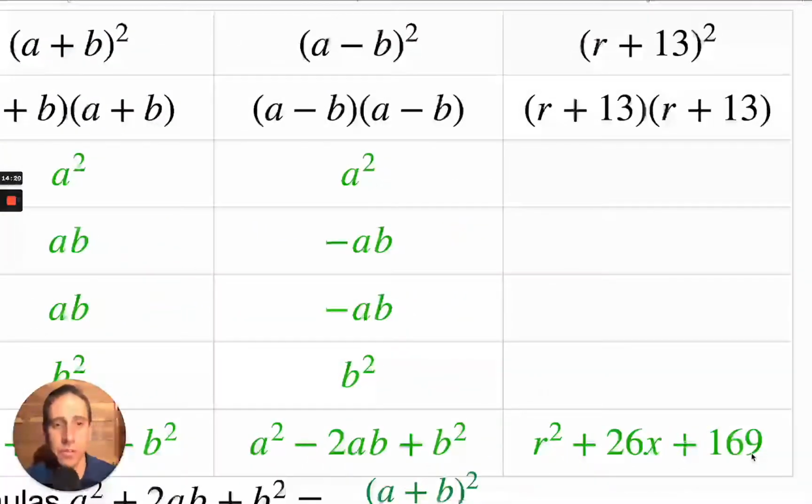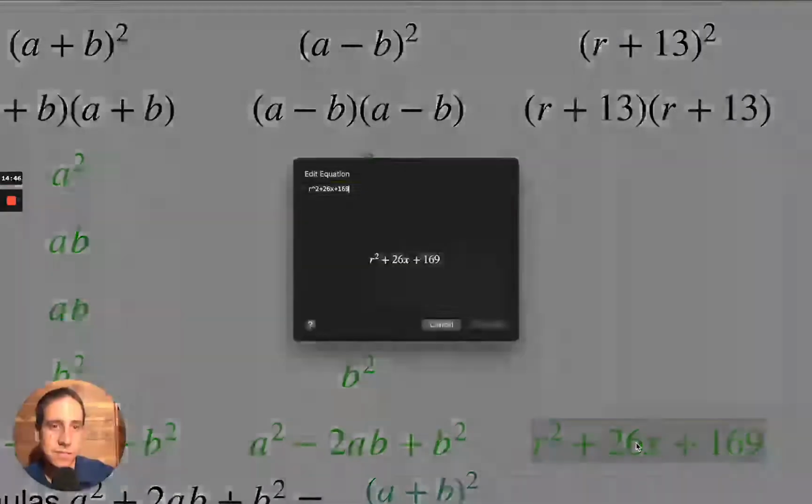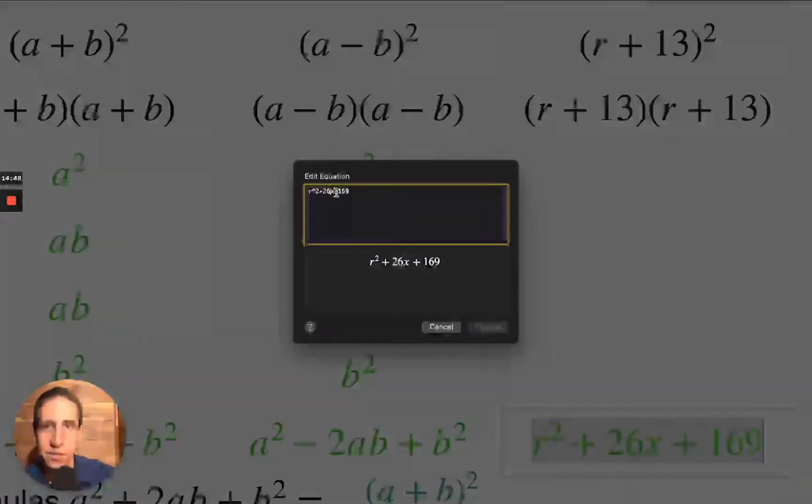I think we can cut to the chase here at this point. We've done enough of these to see the pattern. The first term is going to be r squared. The last term is going to be 13 times 13, which is 169. And then we do r times 13, which is 13r, but you've got to double it because there are two of the terms, the outside and the inside. So 13r doubled is 26r.